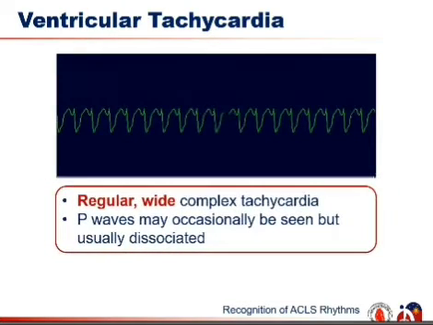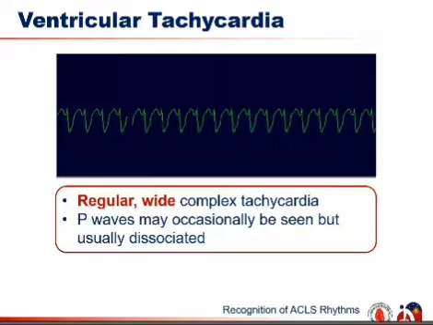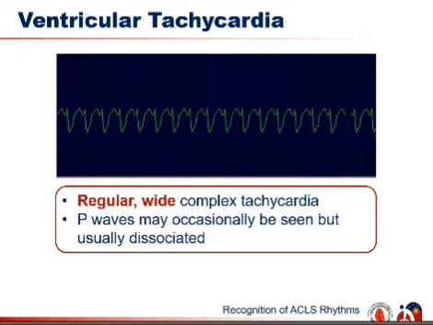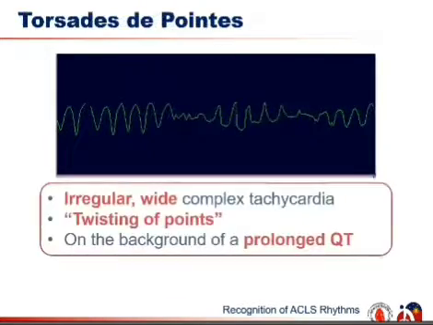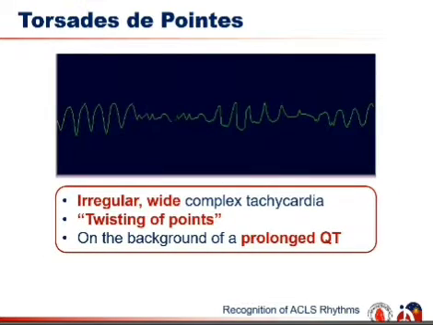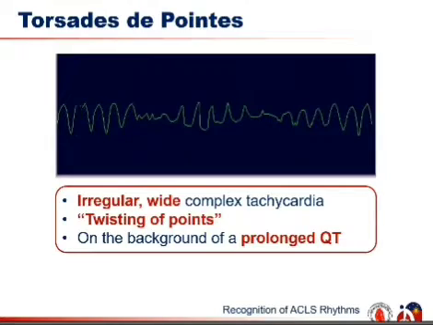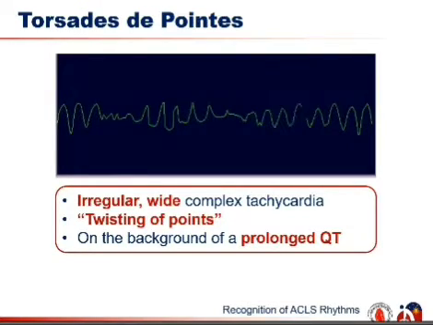Ventricular tachycardia is a regular wide complex tachycardia. Occasionally P waves may be seen, but are usually dissociated since impulses originate from the ventricular myocardium and are independent of sinus node depolarization. Torsade de Pointes is a unique rhythm which presents with fast, irregular wide complexes with typical twisted appearance, hence the name Torsade de Pointes. Usually this rhythm is seen on the background of a prolonged QT.